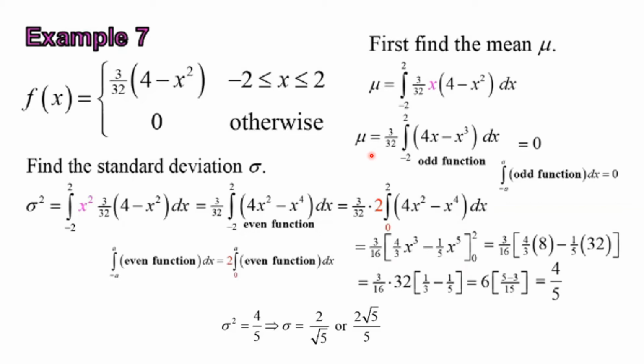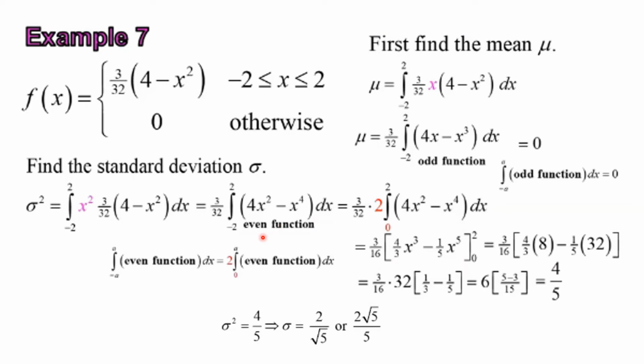That means we can go and actually do the calculation. So the variance, sigma squared, is equal to the integral from minus 2 to 2 of (x minus mu) whole squared. But mu is 0, so x minus mu is just x, so we have x squared times f of x, which is 3 over 32 times (4 minus x squared) dx. We pull the constant out, distribute the x squared, and we get this.